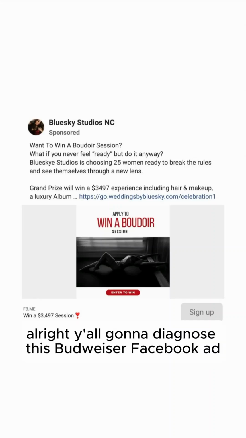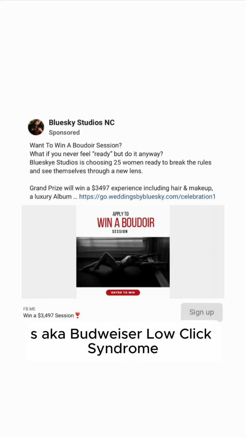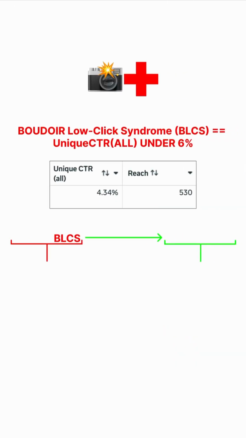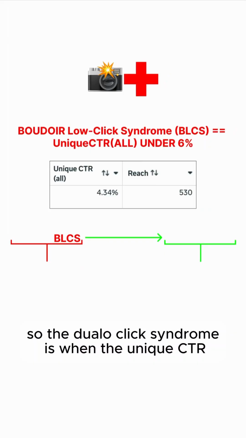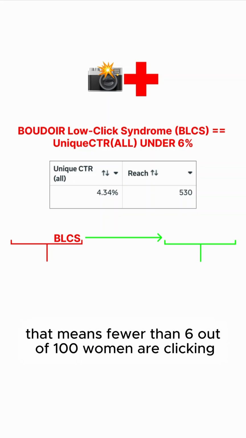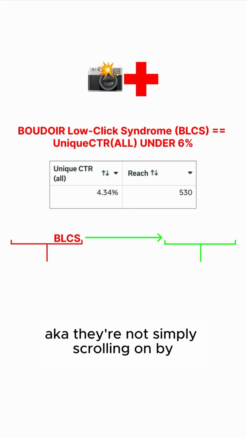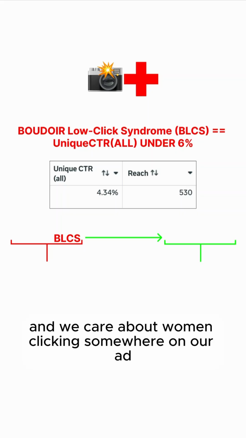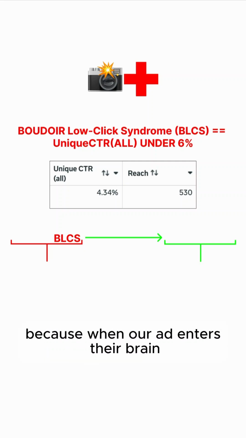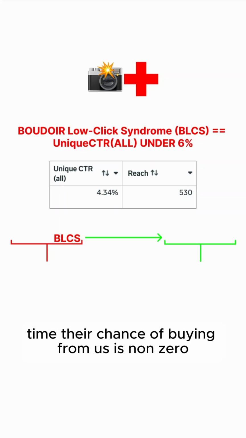All right, y'all. Diagnose this Boudoir Facebook ad, see if we believe it has BLCS, aka Boudoir low click syndrome. BLCS is when the unique CTR all for a Boudoir Facebook ad is under 6%. That means fewer than 6 out of 100 women are clicking somewhere on our ad, aka they're not simply scrolling on by. We care about women clicking somewhere on our ad because that means our ad has entered their brain. And we care about that because when our ad enters their brain, that is the only time their chance of buying from us is non-zero.